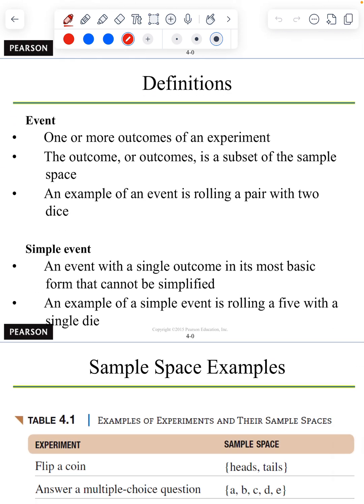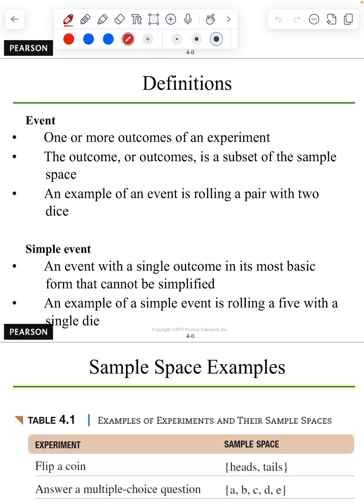An event is one or more outcomes of an experiment. For example, if I flip the coin, it's going to be heads or tails. The outcome or outcomes is a subset of my sample space. An example of an event is rolling a pair of dice. If you have a second dice, that's going to change the outcome of the event, because then you'll be rolling 2. So you're not having just 1 in 6 chances, you're having 1 in 12.